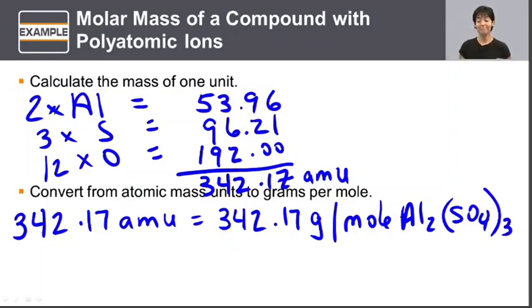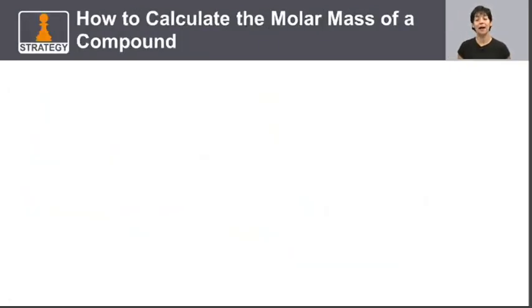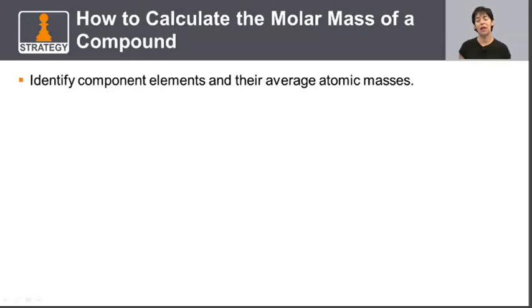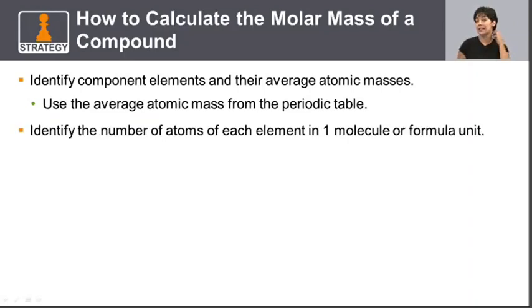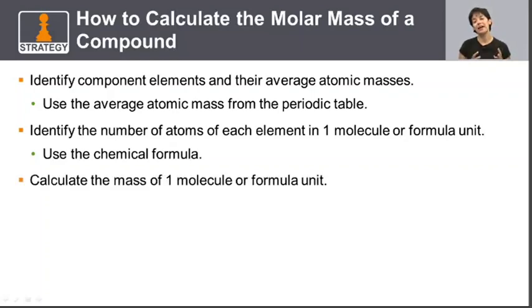Right. Now, let's go back and just run through it all one more time. How to calculate the molar mass of a compound. We identify the component elements and their average atomic masses, and we get that information from the periodic table. We identify the numbers, how many of each element in one molecule or unit. We use the chemical formula for that information. We calculate the mass of one molecule or formula unit.